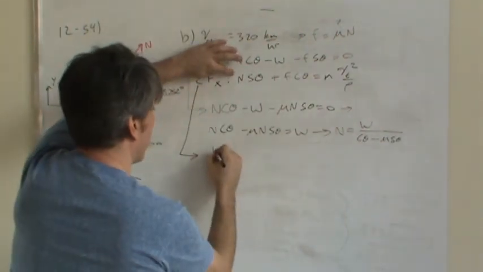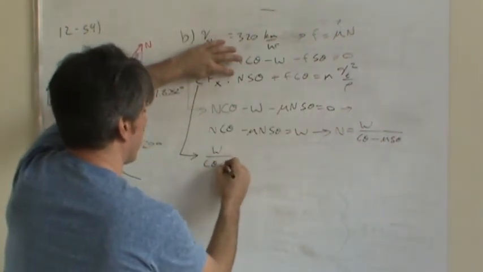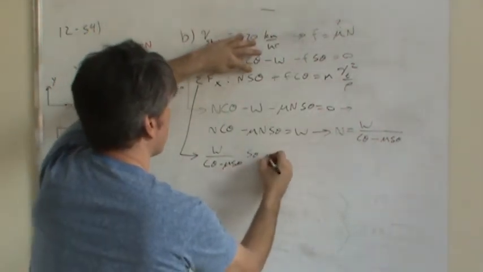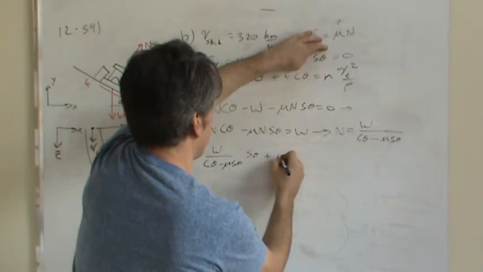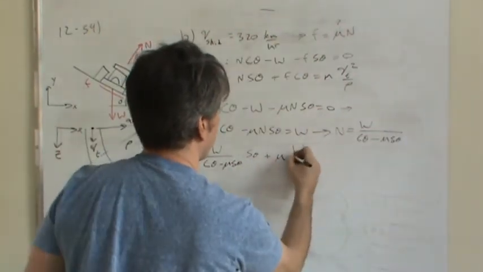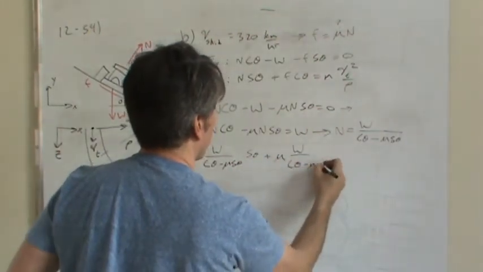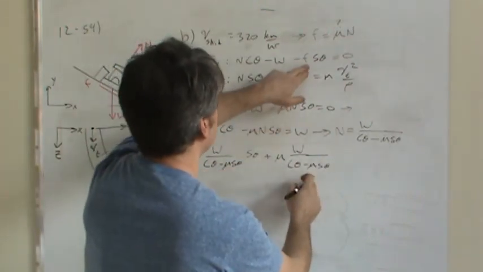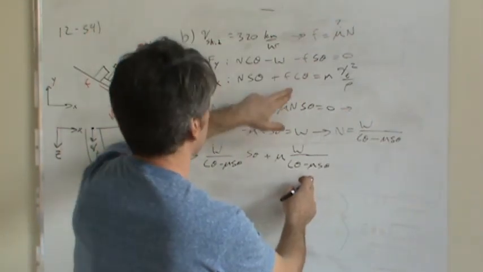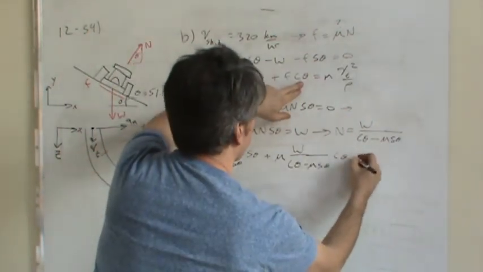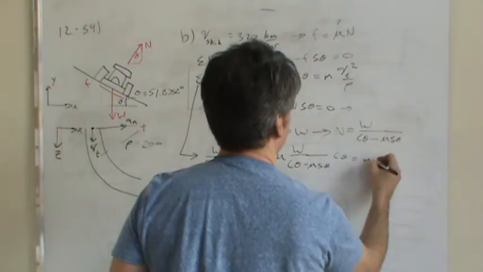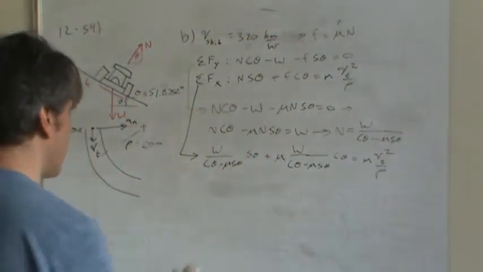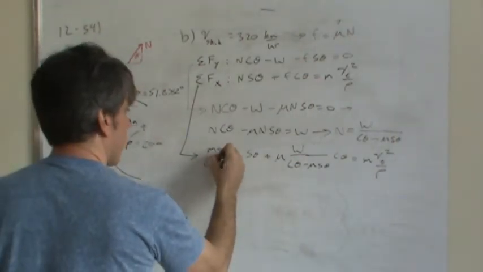So we write weight divided by cosine theta less mu sine theta to get the normal force, multiplied by sine theta plus f, but f is mu n. N is again weight divided by cosine theta less mu sine theta. Let's see, mu n gives us f, times cosine theta, and that's equal to the mass times Vt squared over rho. So let's simplify this just a bit. Weight is just mg.